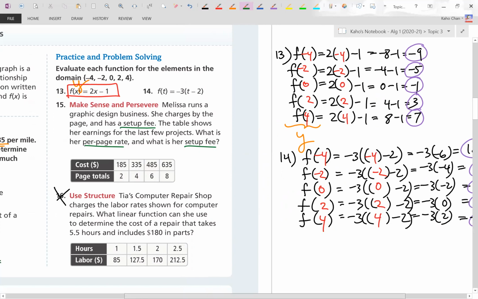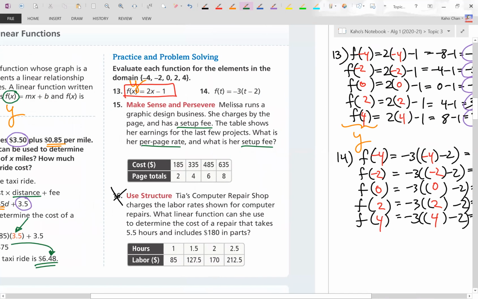Okay. So when it comes to these types of tables, you want to look for where you have 0 pages. And I'm looking at this right now, and it only shows 2, 4, 6, and 8. If I were to go backwards, instead of adding 2, I'm going to subtract 2 to go backwards in the table. That will give me what the setup fee will be. So if I subtract 2, I'll get 0. And let's look for the pattern for the cost.